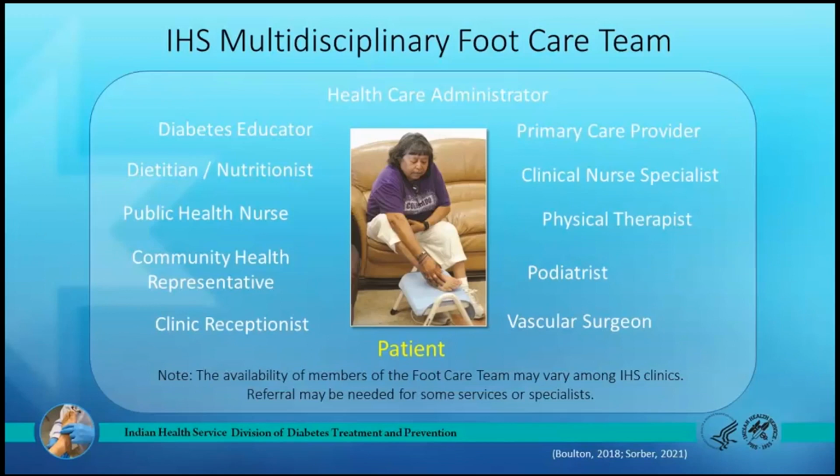You need diabetic educators, dietitians, public health nurses, community health representatives, the clinic receptionists, primary care providers, clinical nurse specialists. More and more people are getting into the field of clinical nurse specialists, and I say hurrah. I hope more and more are coming on board. Physical therapists, podiatrists, vascular surgeons, and of course, central to all this is the patient. Stating this, not all of us have access to formulate a complete multidisciplinary foot care team, and sometimes you need to refer out for some of these services.